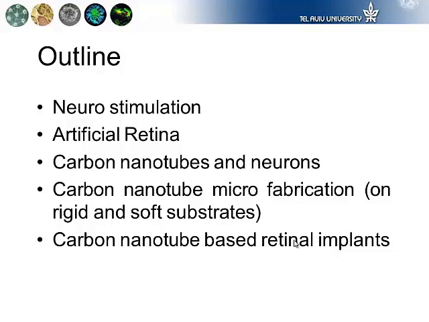But I would also talk more generally about the use of carbon nanotubes for neuronal applications, and the use of carbon nanotubes in microfabrication, so not necessarily just for neurological applications. And ultimately, I'll describe some recent work that we do on using carbon nanotubes for optical stimulation of the retina.